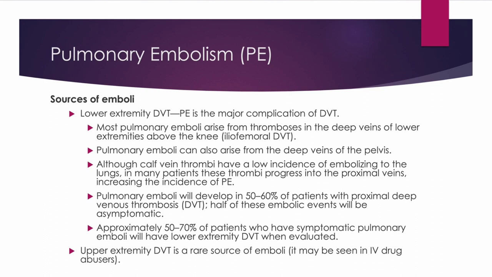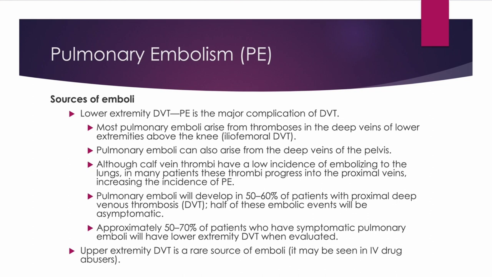We just talked about that. Usually the big ones come from above the knee. Some can arise from below the knee, kind of break off, accumulate in the upper leg or the thigh area, and then travel up. They can also come from deep veins in the pelvis. And then, like we mentioned, calf thrombi have a low incidence of traveling to the lungs, but a lot of times these progress up to the proximal veins, and then they have a higher incidence of a PE.